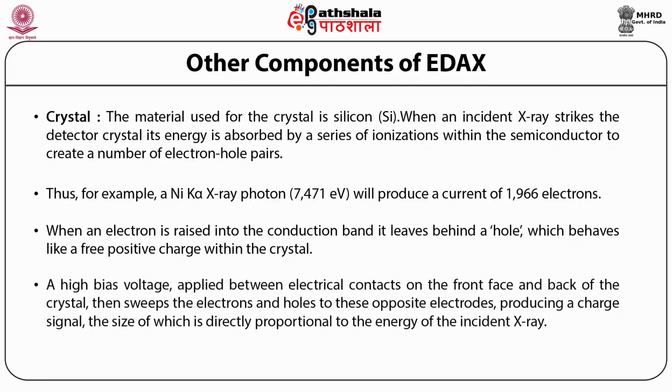A high bias voltage applied between electrical contacts on the front face and back of the crystal then sweeps the electrons and holes to these opposite electrodes, producing a charge signal, the size of which is directly proportional to the energy of the incident X-rays.